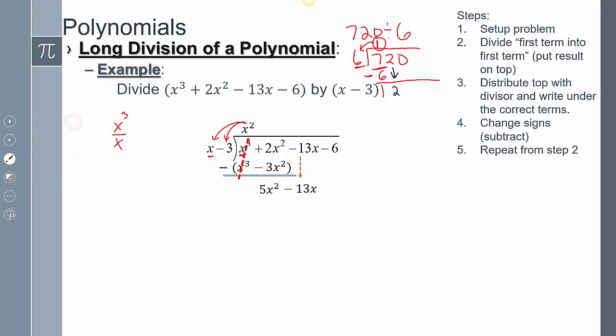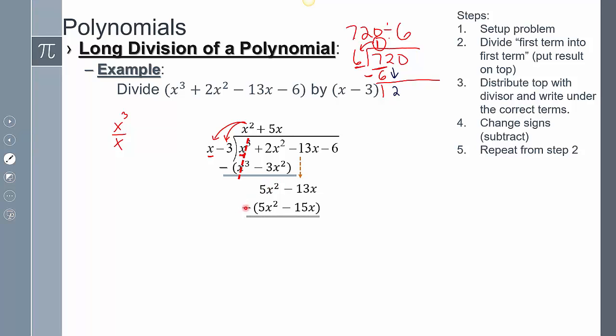And so I'm going to repeat. X goes into 5x squared, so this is 5x squared over x, and so that's going to give me 5x. And so once again, I need to take that value, just like what I would do here. I take this 5x and I need to multiply it through. So the 5x times x is going to give me 5x squared. 5x times negative 3 gives me negative 15x. Then I need to subtract.